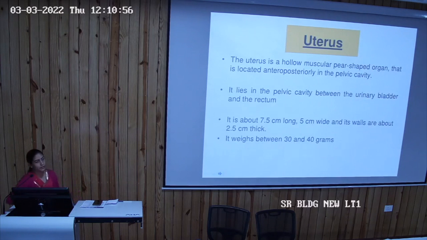It is a muscular organ which is very small in size, around 30 to 40 grams. The size is 7.5 by 5 by 2.5. It is easy to remember: 7.5, 5 and 2.5, that means the length, breadth and the thickness.